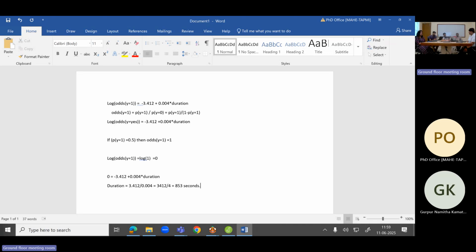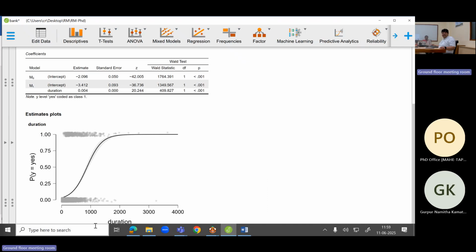You know this? 853 seconds, and that's what gets mapped out here. You can see that in the graph.